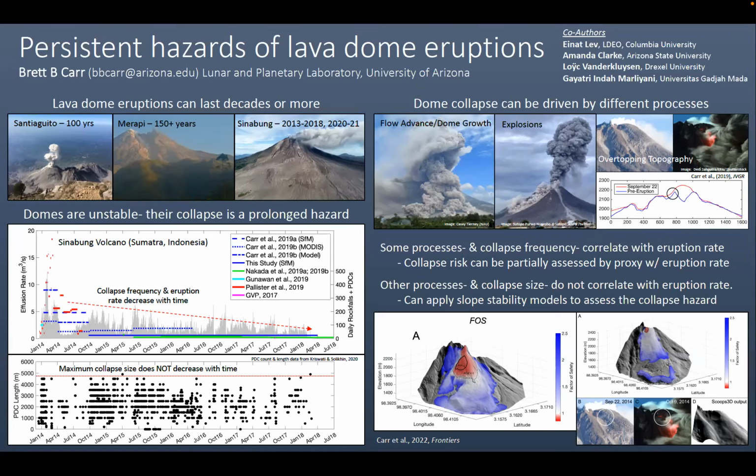In some cases, many different processes cause instabilities in lava domes. And some of these processes correlate with eruption rate, so that eruption rate can be used as a proxy for collapse hazard. Other processes, and also the collapse size, do not correlate with eruption rate. And so you need additional methods. We've been working on slope stability models to assess collapse hazard and potential collapse size. And so this just supports the need to fully assess this hazard.